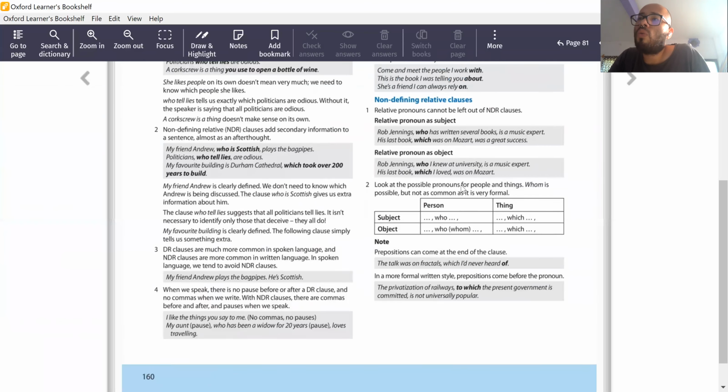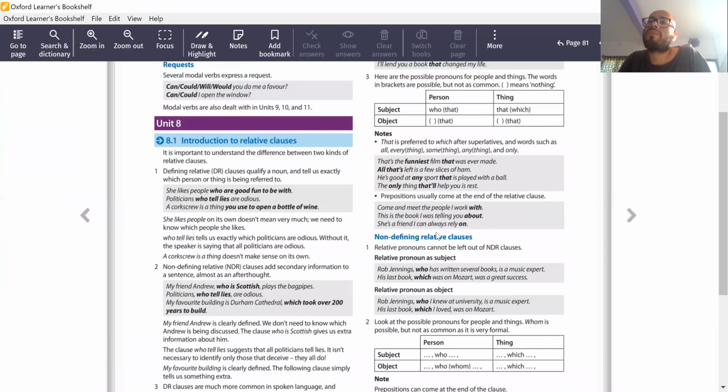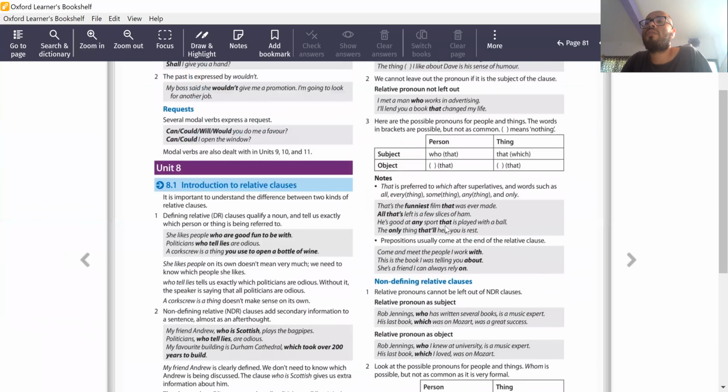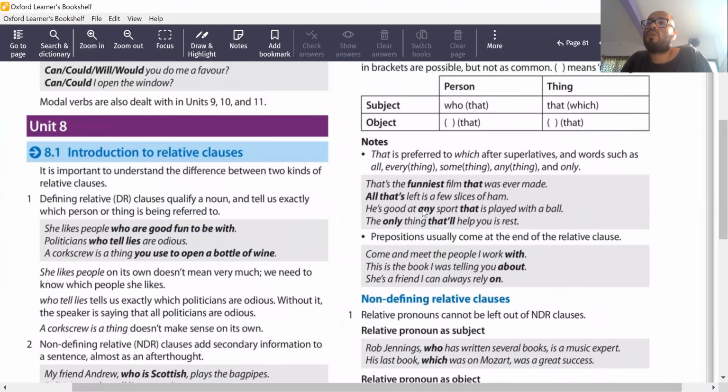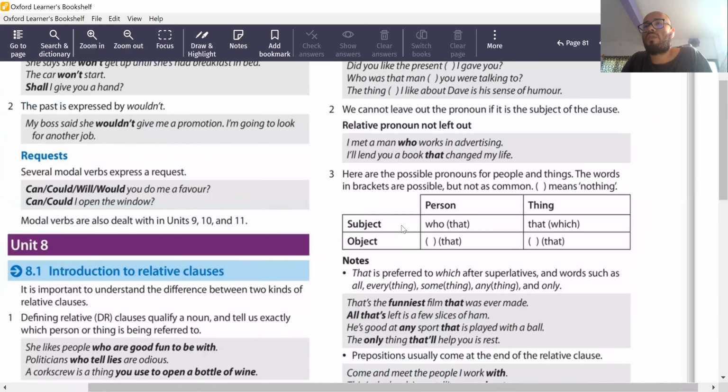You can use which, where, whose, etc. without commas. Yeah, without commas. Sometimes you can omit the relative pronouns. Yeah, for example, that's the funniest film that was ever made. All that's, well, that's with that, sorry.